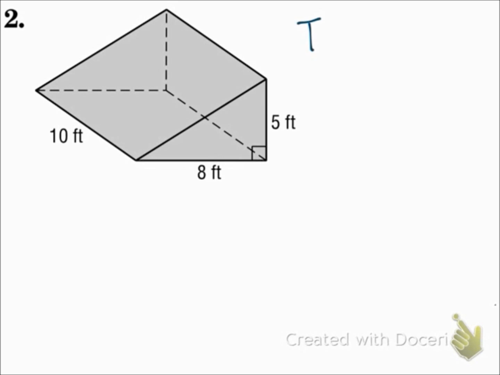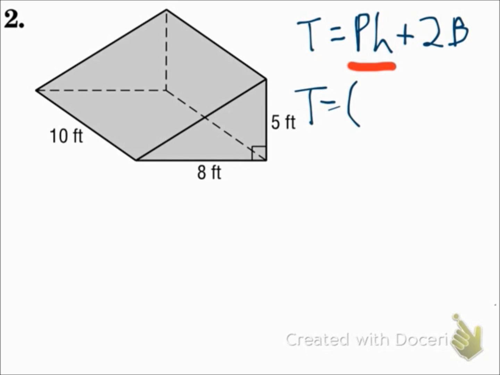For total surface area, we do the perimeter of the base times the height of the prism plus 2 times the area of the bases. Well, this much I've already found. That's my lateral area. So I can substitute in my lateral area number, which was 224.3. And then 2 times the area of the base.